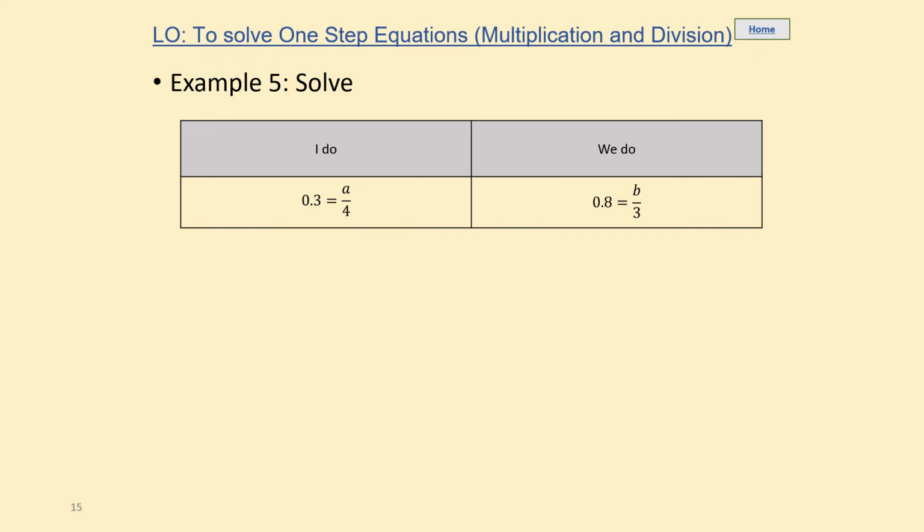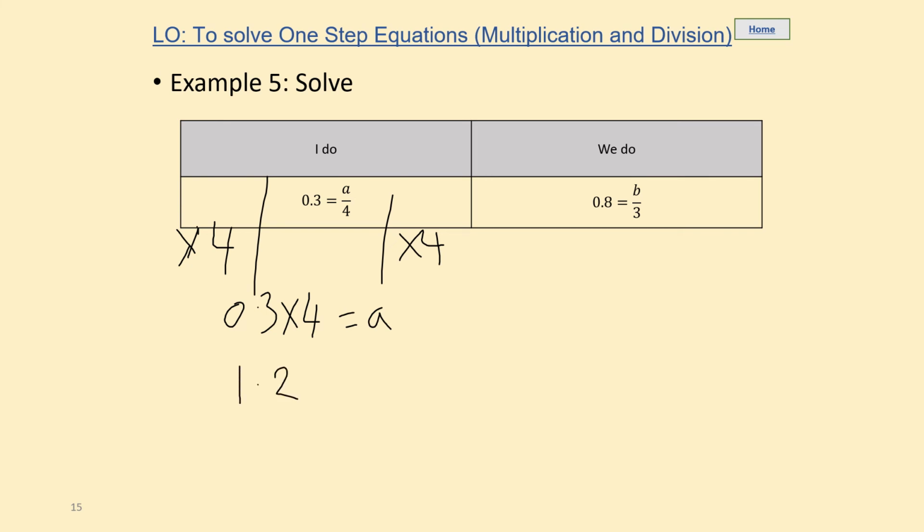Yes, this has got a decimal in it. It's okay. We know A is divided by 4, so we need to know what one lot of A is. We're going to multiply both sides by 4. So we've now got 0.3 times 4 equals A. 4 lots of 0.3 is 1.2. Or 3 times 4 is 12, and there's one number after the decimal point, so we move the numbers one place. So A equals 1.2.